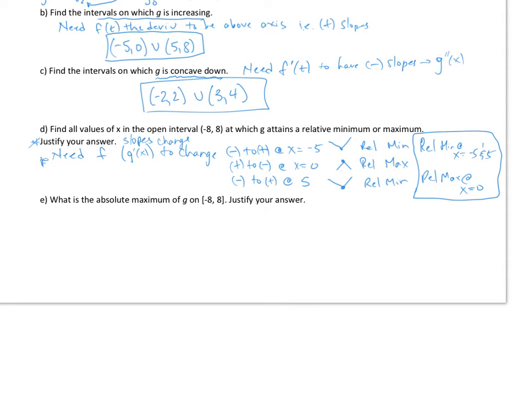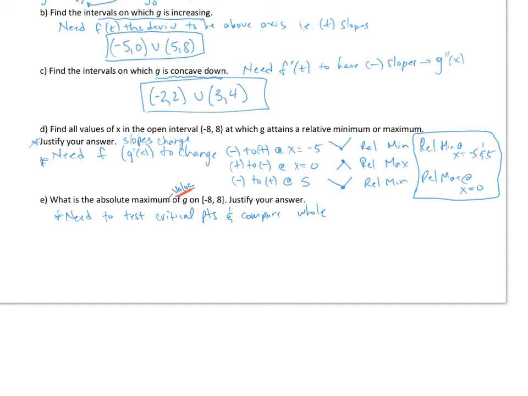All right, here we go for the last part of this question. What is the absolute maximum value? I should have indicated here value of g on -8 to 8 and justify your answer. So I want you to write in value there because I want you to find the actual value. So we have to test. So we need to test our critical points and compare to the whole thing.